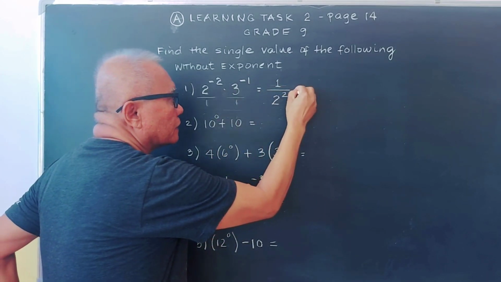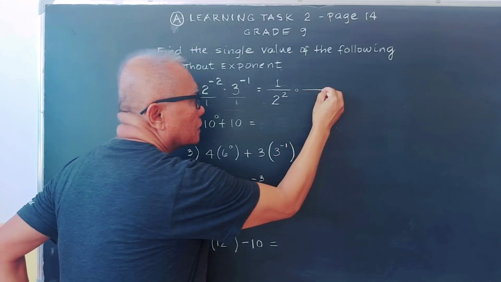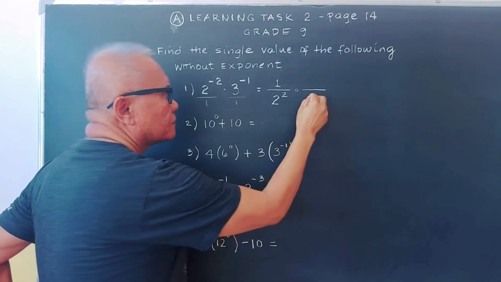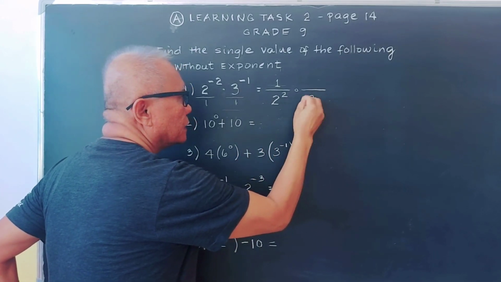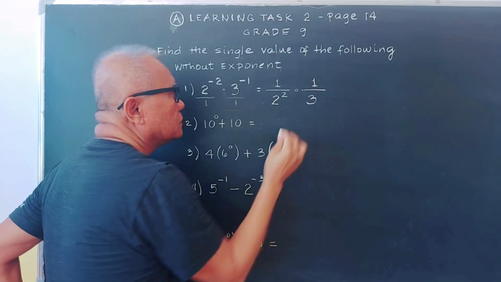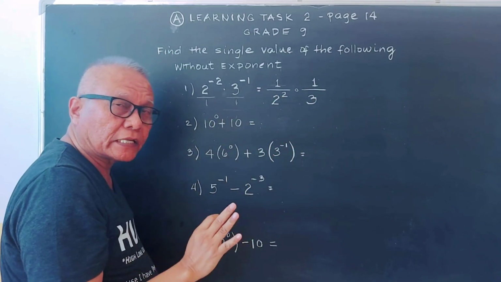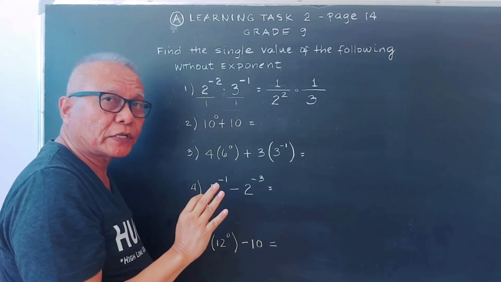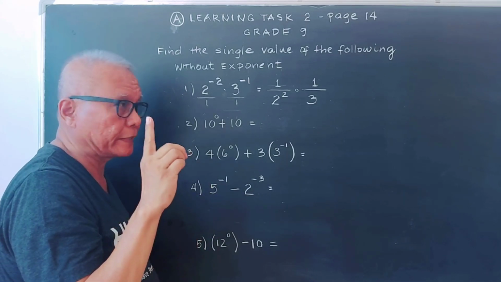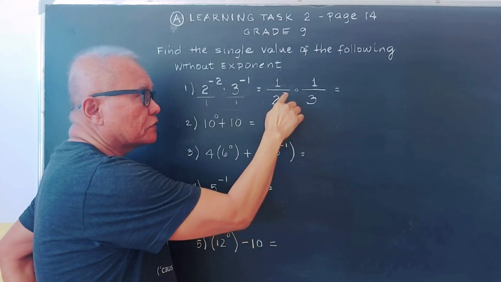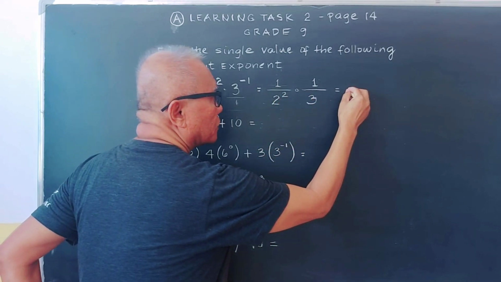Times, and then 3 to the negative 1, ibaba din natin. 3, at lagyan ng 1 doon. Kung positive 1 yun, huwag ninyong ilagay. Understood na kapag walang exponent, yun ay positive 1. Okay. 2 raised to the second muna tayo.